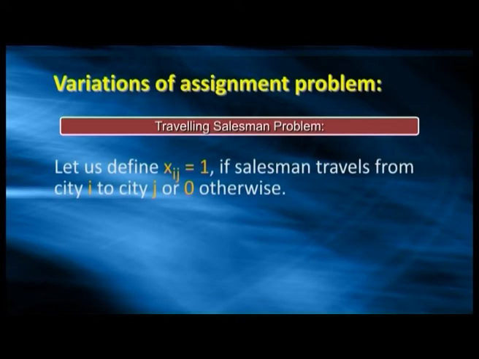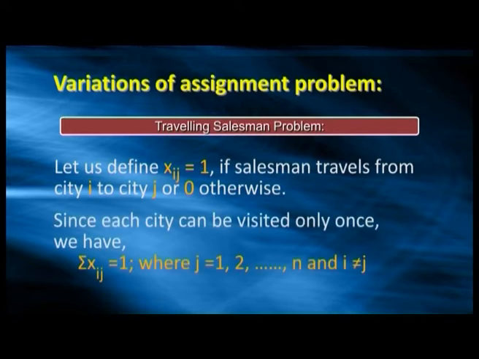To formulate and solve this problem, let us define xij is equal to 1 if the salesman travels from city i to j, or 0 otherwise. Since each city can be visited only once, we have summation xij is equal to 1, where j is equal to 1, 2 up to n, and i is not equal to j.